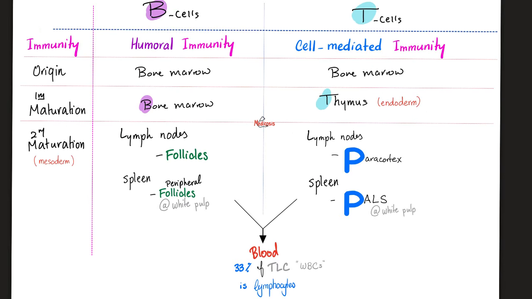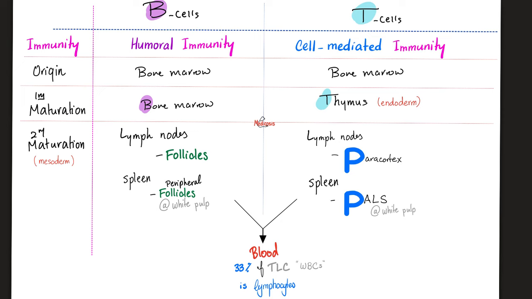Can you compare between B lymphocytes and T lymphocytes? Sure. B lymphocytes, humoral. T lymphocytes, cell-mediated. Who made them? The bone marrow. Where do they mature? B lymphocytes mature in the bone marrow. T lymphocytes mature in the thymus. This is called primary maturation. Then the secondary maturation happens in lymph nodes, spleen, mucosa-associated lymphatic tissue, tonsils, etc.